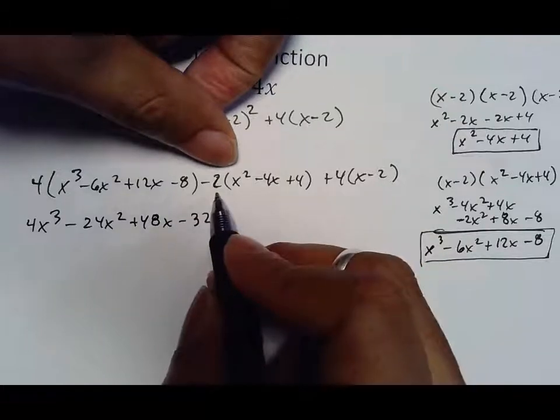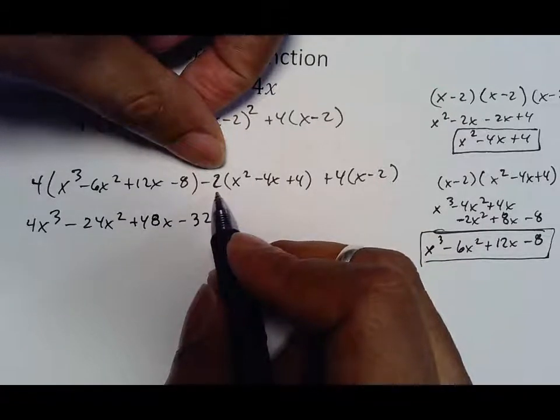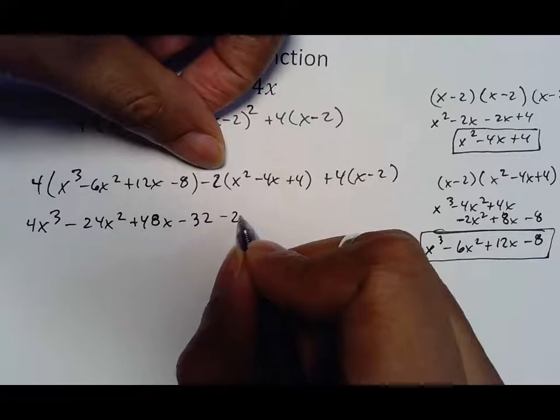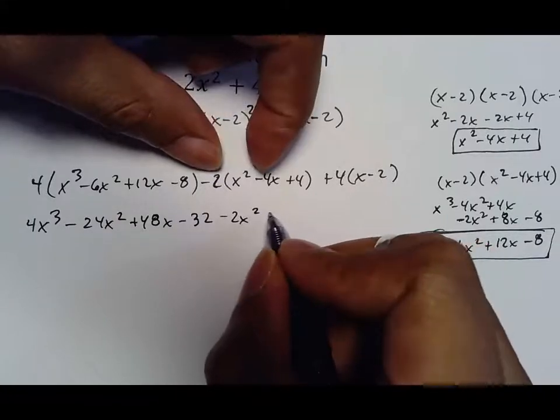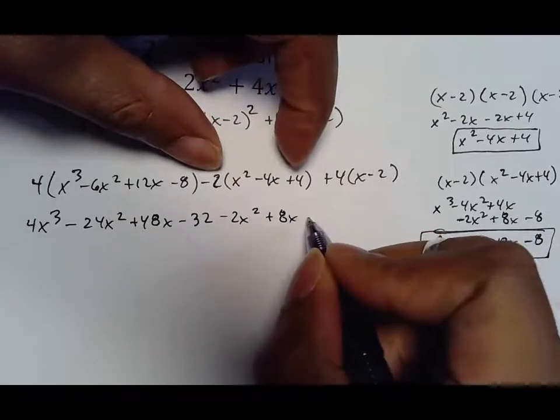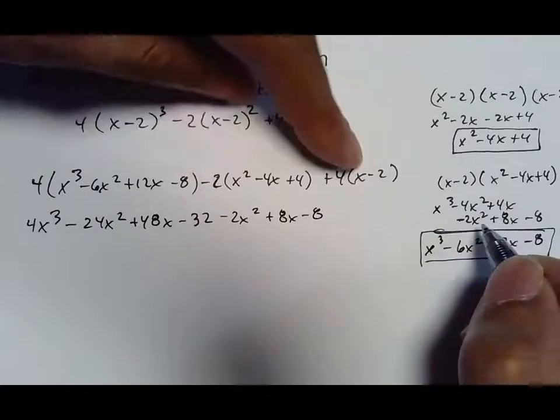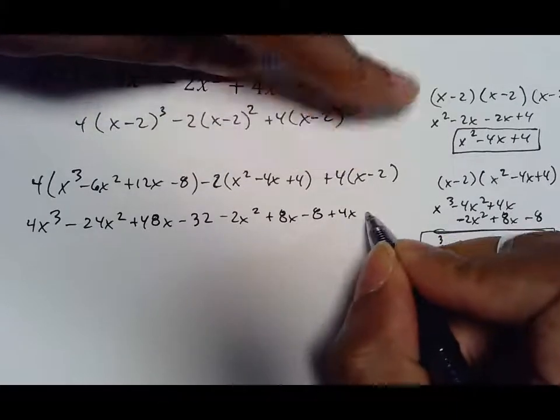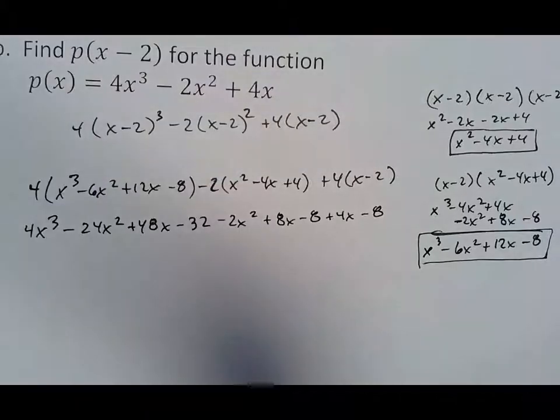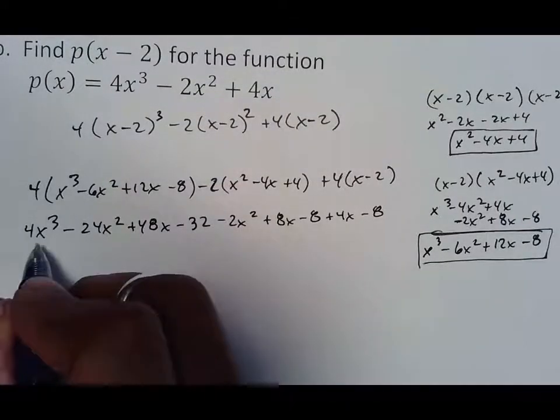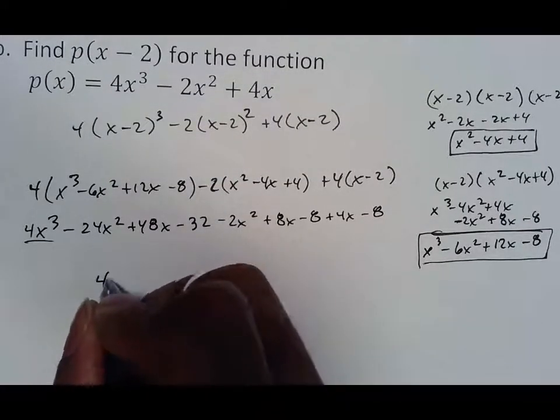Be careful because that's a negative 2, and I think I did that on purpose, and it's probably a negative in your homework too. Minus 2x squared plus 8x minus 8 plus 4x minus 8. And now we take our numbers and put them in standard form.